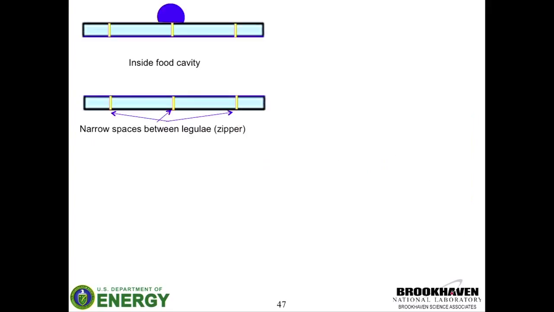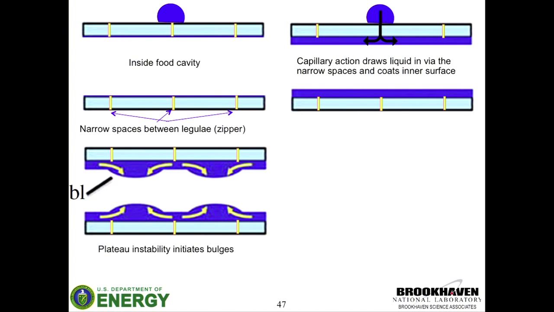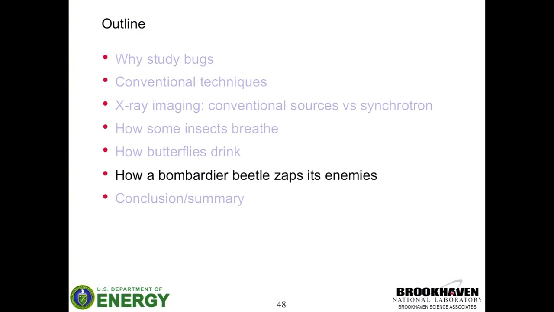In other words, what we think is happening is the following. Here is the food cavity. You put a drop of liquid here. These are the very narrow spaces between the zippers I was talking about, okay? So the liquid is drawn in by capillary action to coat the inside surface of this food canal. The Plateau instability initiates these bulges. These bulges grow and merge into what we call liquid bridges, and then the head pump sucks those in, okay? All right, so that's how the butterfly drinks.